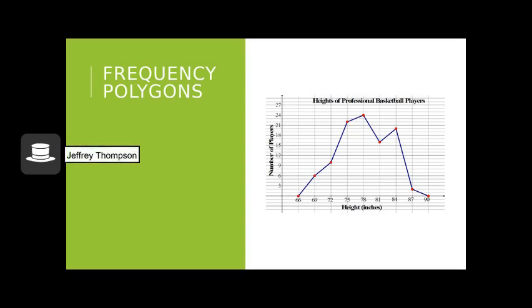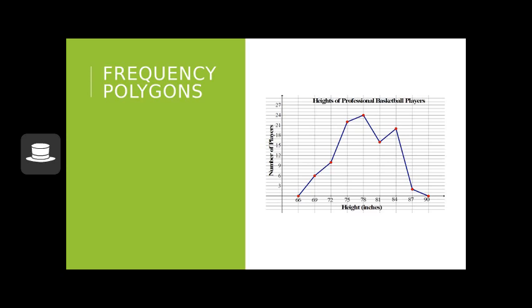Okay, we also have frequency polygons. If you'll notice, our independent variable is no longer nominal. It's height in inches. I'll give you a chance to think about what that could be: nominal, ordinal, interval, or ratio. Height in inches would be ratio. Hopefully that's what you said. If not, please study more. And our dependent variable is the frequency, the number of players.